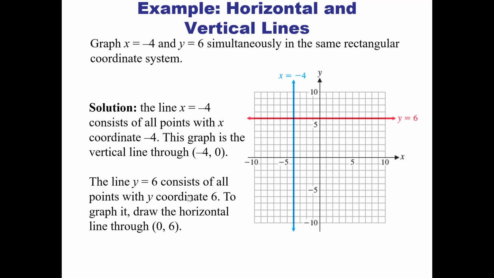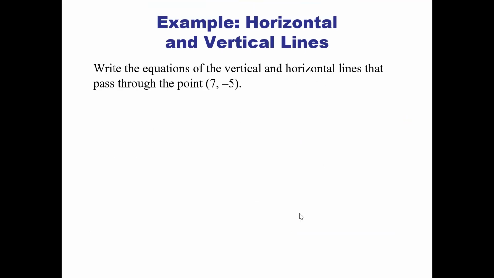All right. And again, this is just kind of saying what I was saying. That's all the points that are y equals 6 or x equals -4. All right, so horizontal and vertical lines. Write the equation of the vertical and horizontal lines that pass through the point 7, -5.